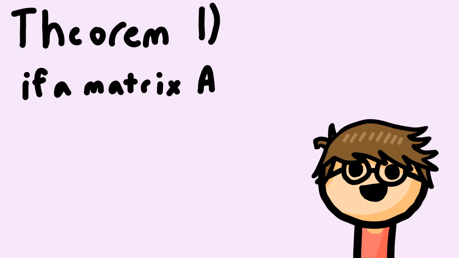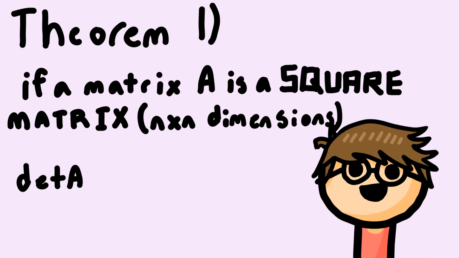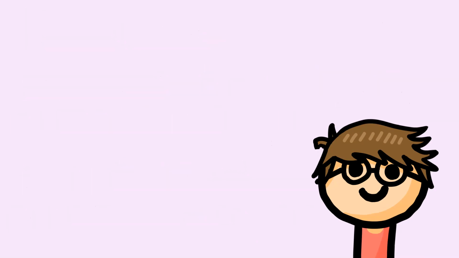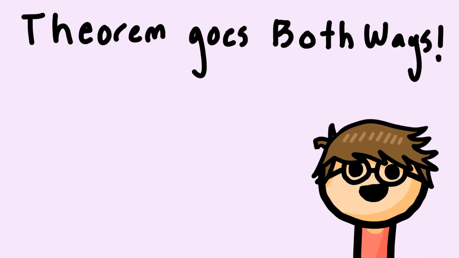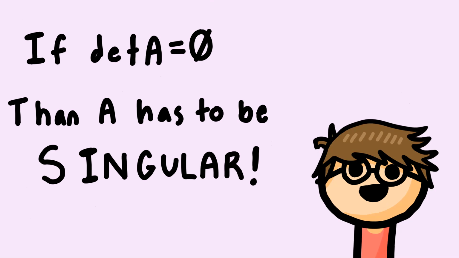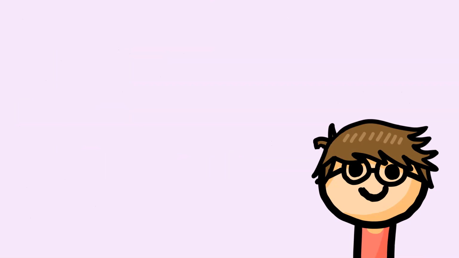The first theorem is that if a matrix is a square matrix, its determinant will be equal to 0 if and only if that matrix is singular. Now this theorem goes both ways, meaning if the determinant of a square matrix turns out to be 0, then that said matrix has to be singular.